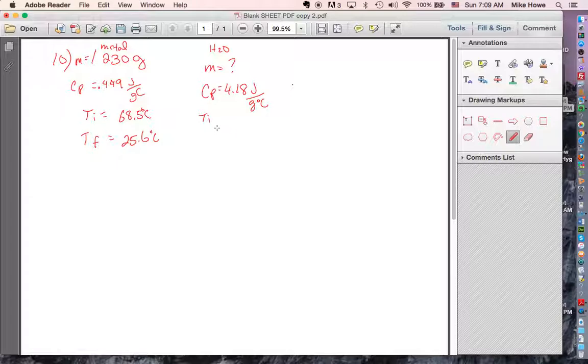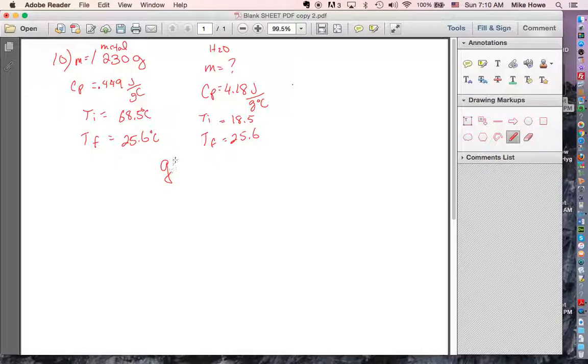Ti of the water is 18.5, and T final will be the same as the metal. And so when you put the metal in the water, you know that the metal's temperature is going to go down to 25.6. You know the water's temperature is going to go up to 25.6. What you're looking for is the quantity of water that you need. And they ask for it in milliliters, but first you must find it in grams.